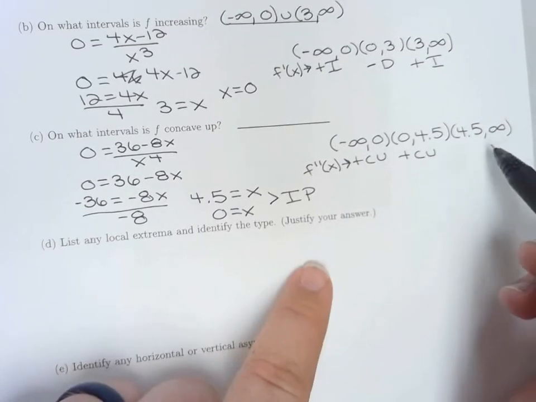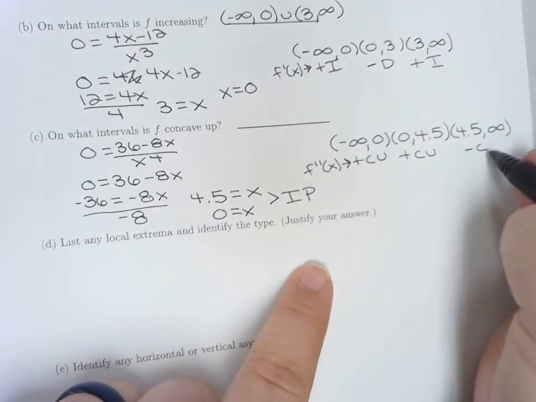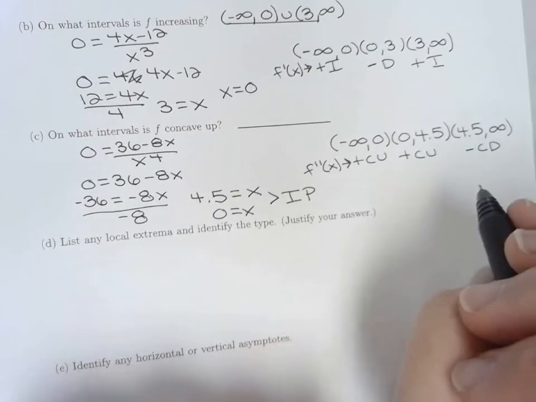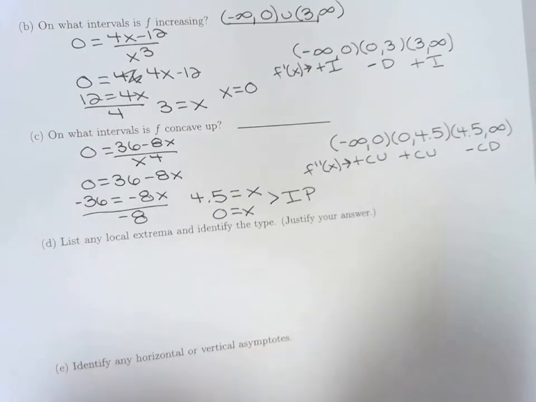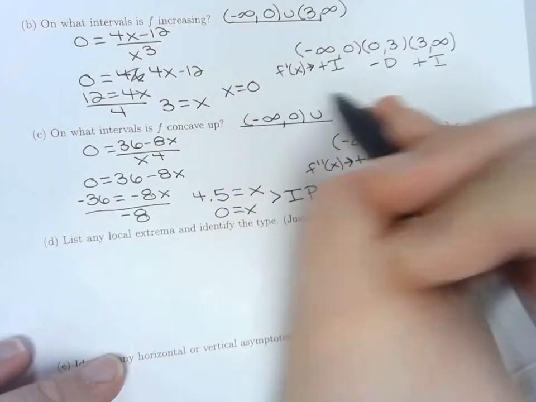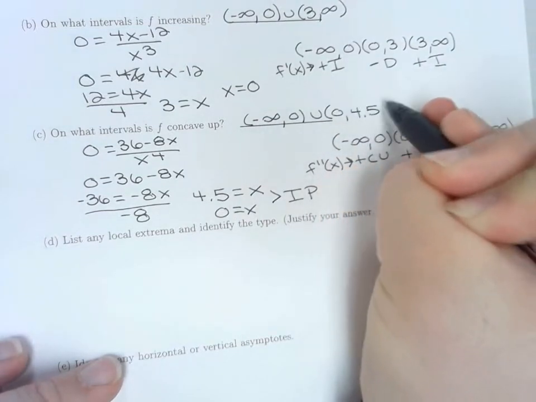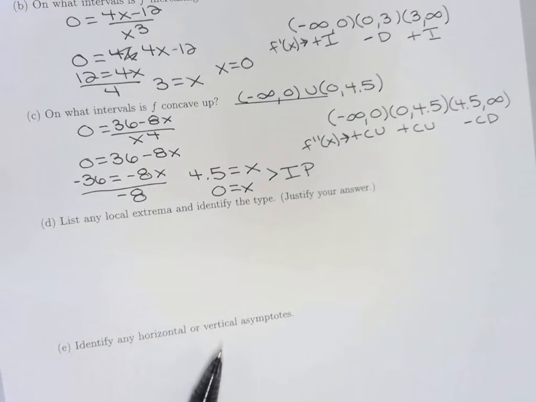If I plug in 5, that will give me negative, concave down. So, do I always need the union if there's two intervals? Yes, I would say just yes. Slap the union on. So negative infinity to 0, union 0 to 4.5. Do not morph them into one. You cannot, because you have to have the split at 0.